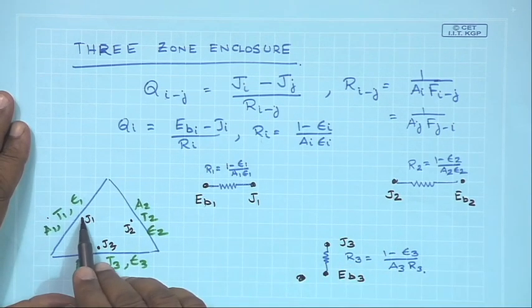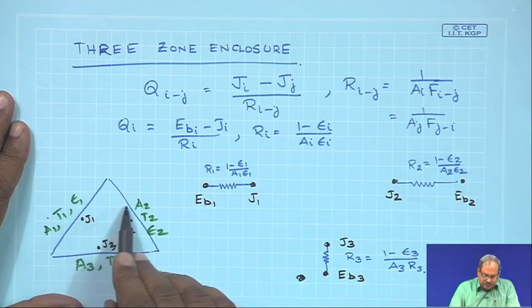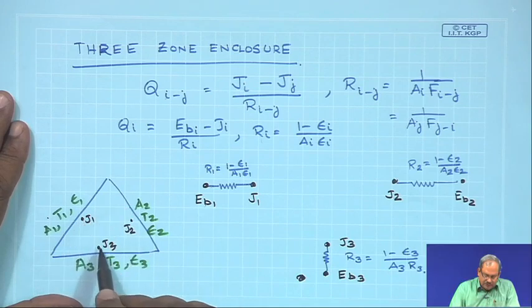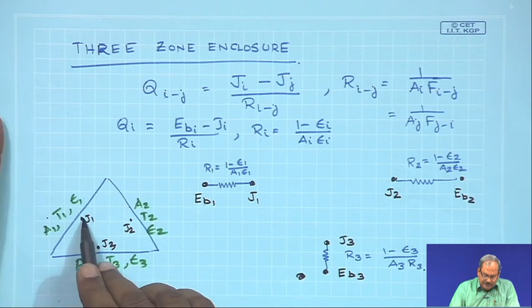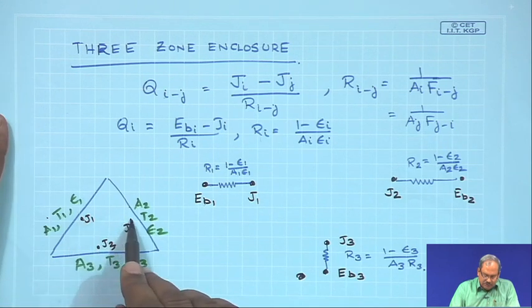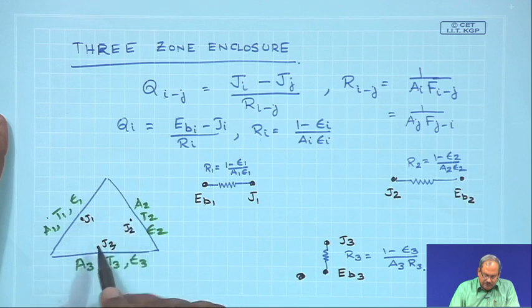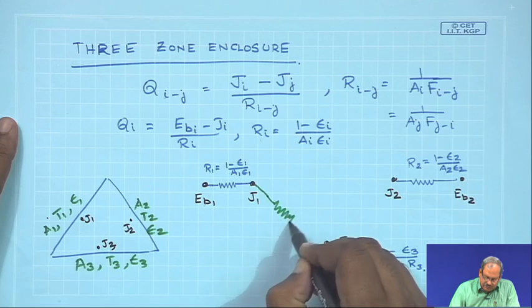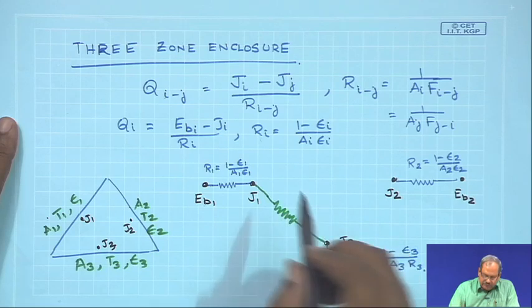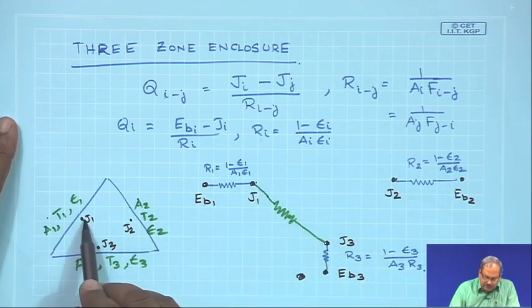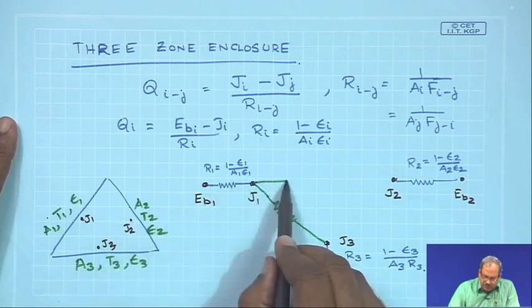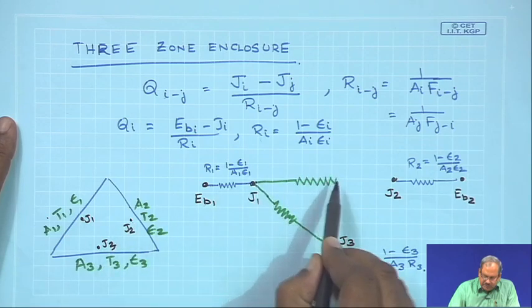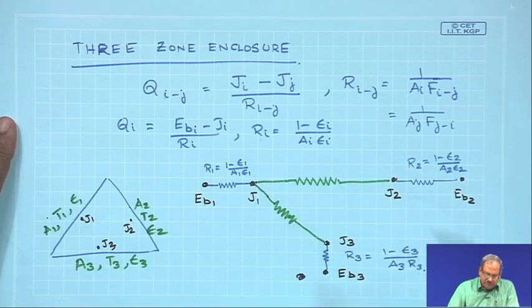Now, this is going to interact with 2 as well as with 3. The potential J1 is going to interact with J2, and it is also going to interact with J3. So, let us say it is interacting with 3, and of course, there is a resistance in here, and J1 is interacting with J2. So, there would be resistance in here as well.